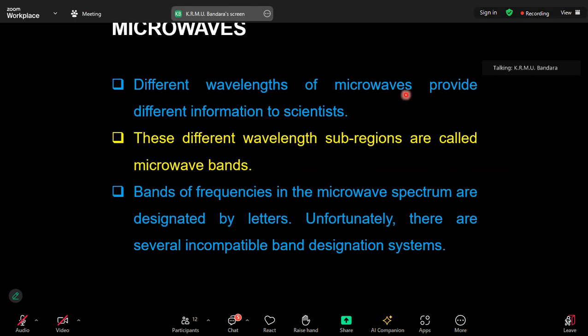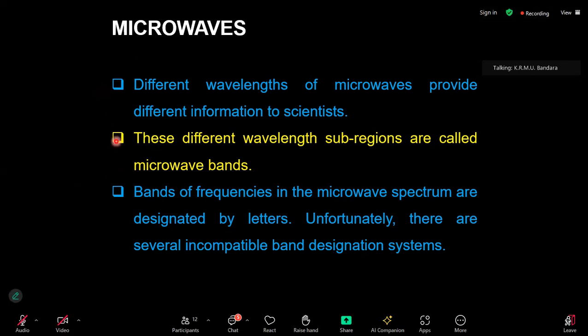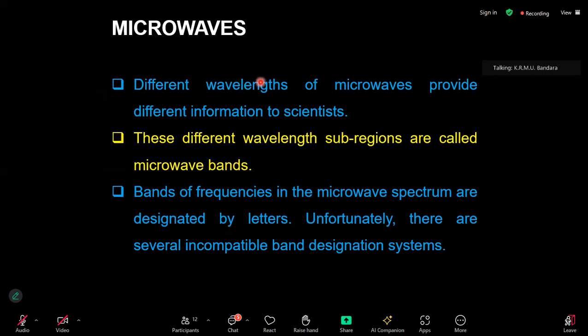Okay, different wavelengths of microwave provide different information to scientists, the same as in an optical system. In the optical system, if there is one sensor here, it detects a different part of the electromagnetic spectrum. This sensor detects a different part of the spectrum. Therefore, different information comes to this sensor, and other different information comes to the other sensor. So in the microwave region also, different wavelengths provide different information about one particular object.